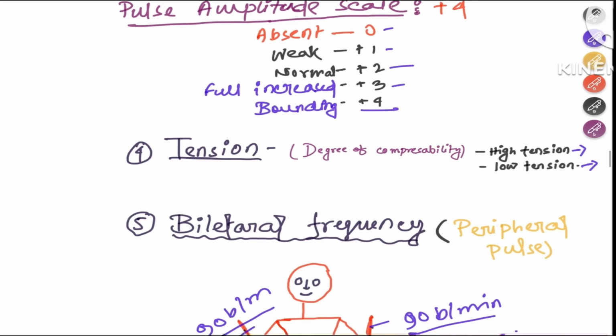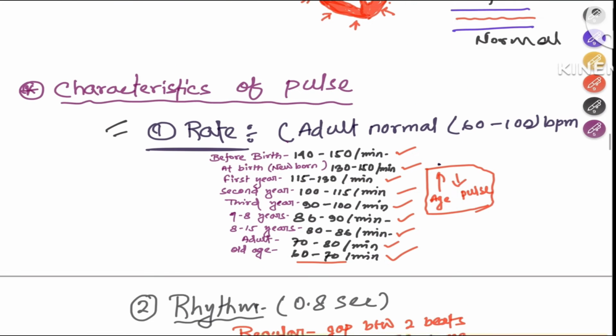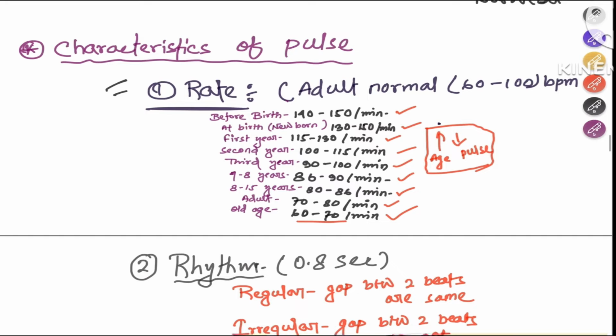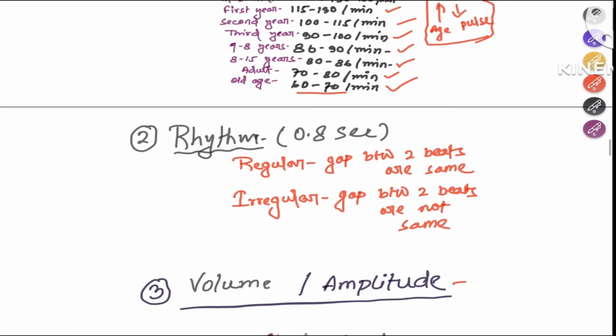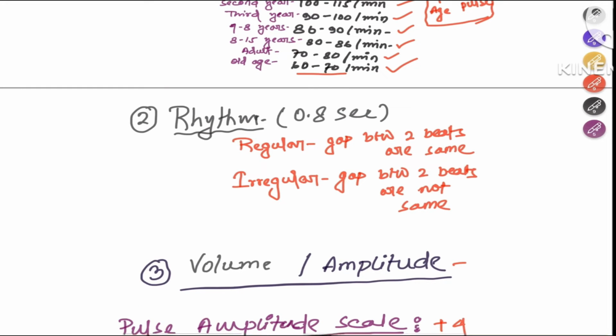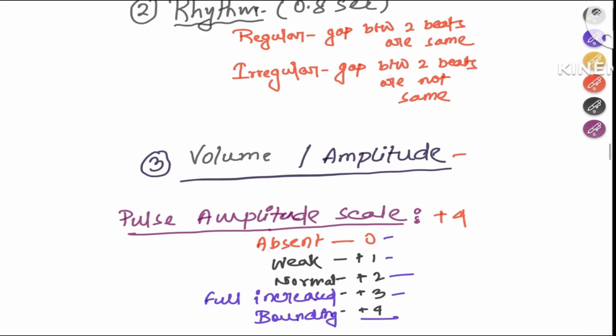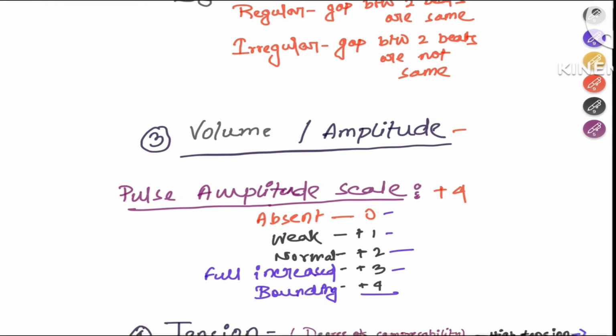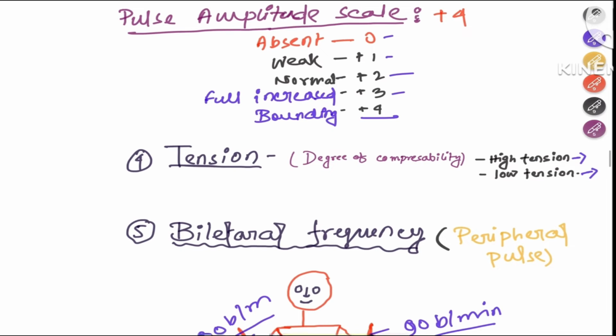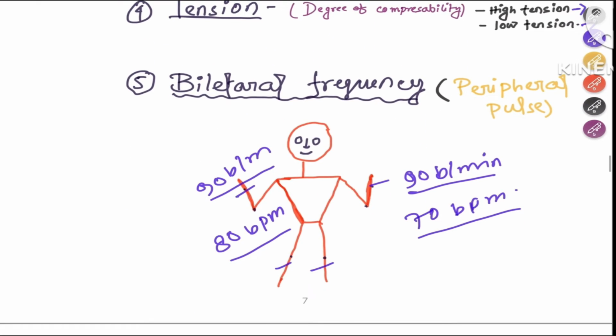So these are the characteristics. First we saw the rate. What are the rates according to age? As age increases, pulse rate decreases. For an adult, normal is 60 to 100 beats per minute. In every minute, 60 to 100 beats are there. Then we saw rhythm, regular rhythm and irregular rhythm. Then volume or amplitude. We have the pulse amplitude scale. +4 is the highest mark, that is the bounding pulse. +3 is full increased, +2 normal, +1 weak, and 0 is absent. Then we saw tension. Then we saw bilateral frequency, whether bilaterally equal or not.